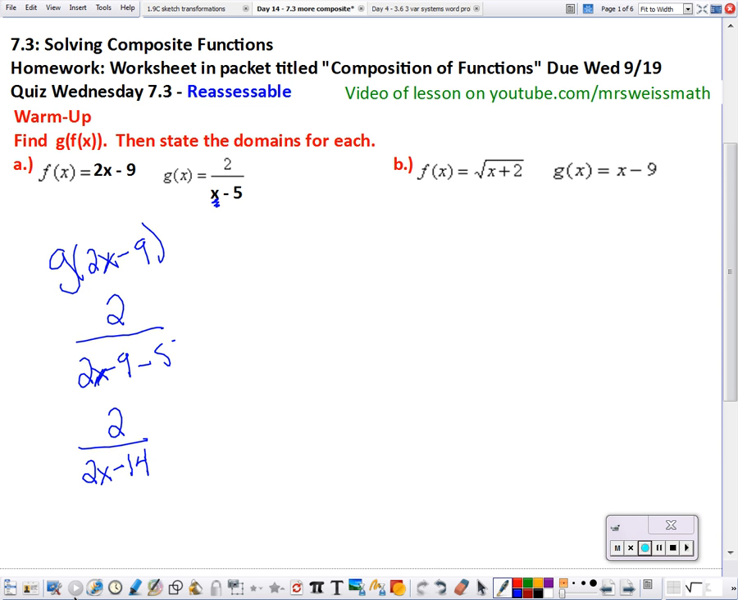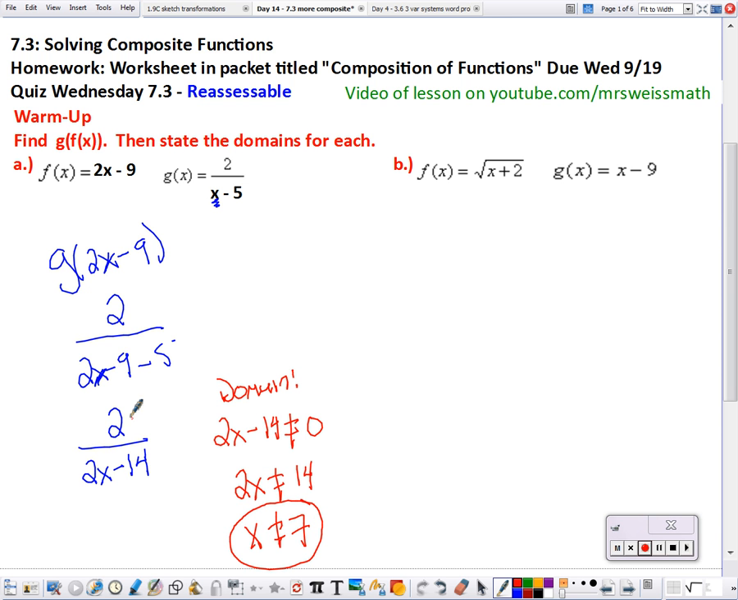Now remember, when we find the domain for a composite function, we first say, are there any restrictions on the inside? Any restrictions on a line? No. So then we look at the entire result. Are there any restrictions when there's a fraction? Yes, there is. You cannot divide by 0. So to find the domain, 2x minus 14 cannot equal 0. I'm going to solve for x. So x cannot equal 7 is my domain. And 2 over 2x minus 14 is my function.